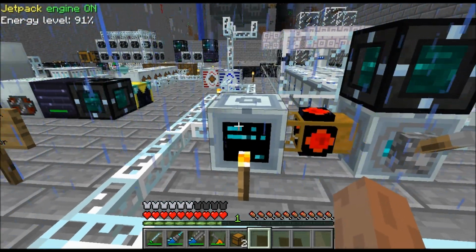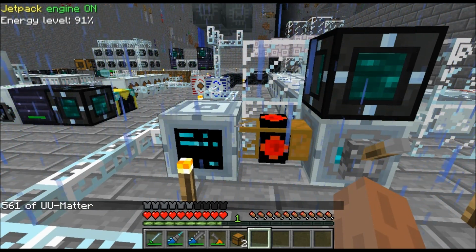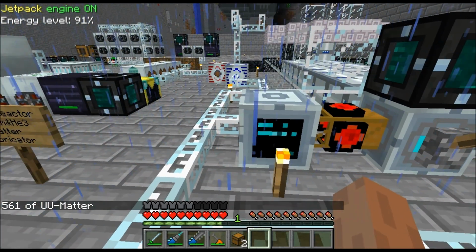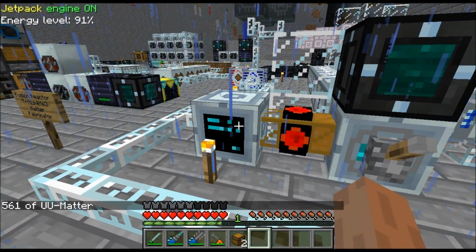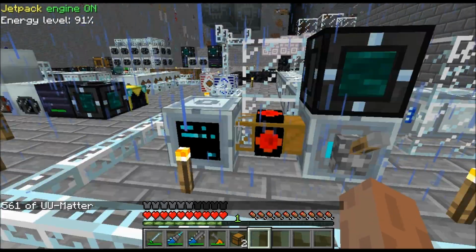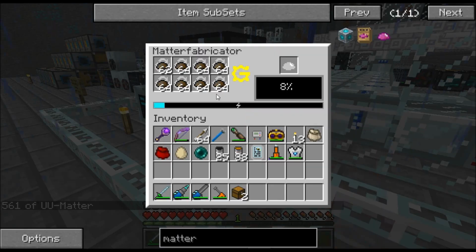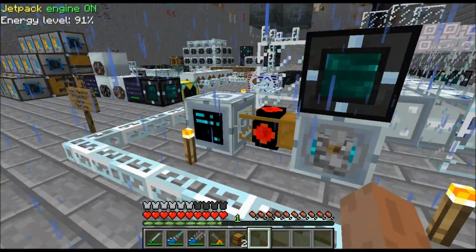But yeah, if you were to break this, all of the stacks that are in there would be lost except for the last stack, which I did once accidentally. So don't break it while there are any items in there. That's my storage system at the moment. I have so much UU matter, I don't really know what to do with it. But in order to keep the scrap full on the matter fabricator, I have to generate the scrap.